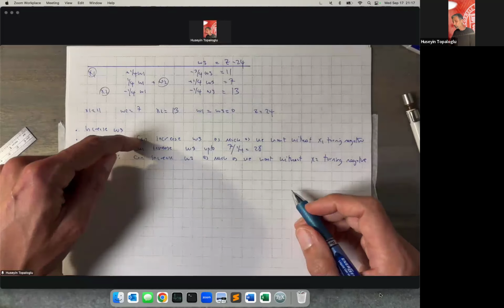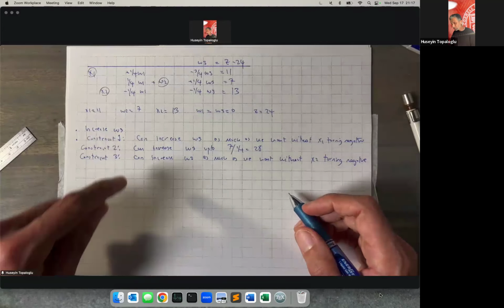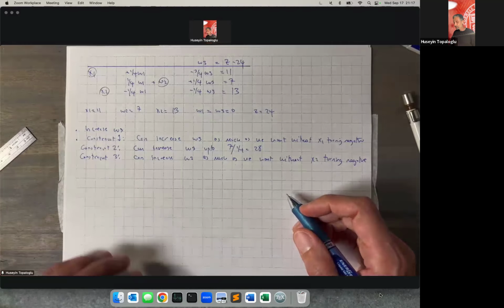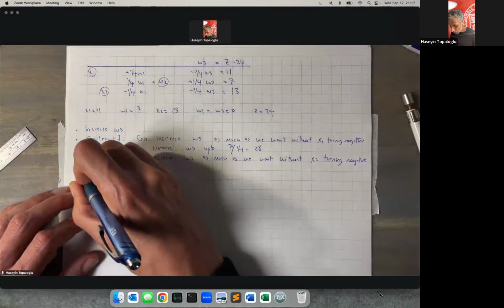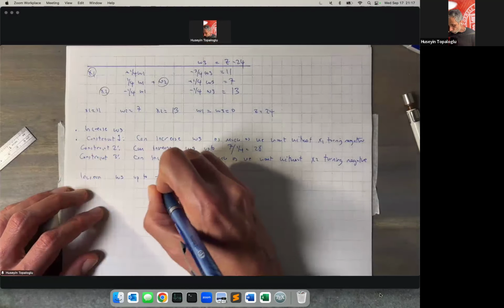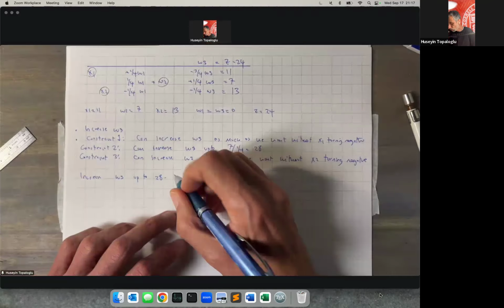Good. So then you can do whatever you want in constraint 1, whatever you want in constraint 3. From constraint 3 and constraint 1, we can do whatever we want. In constraint 2, we can increase W3 up to 28. So we're going to increase W3 up to 28. In this case, the new value of W3 is determined by the second constraint row.